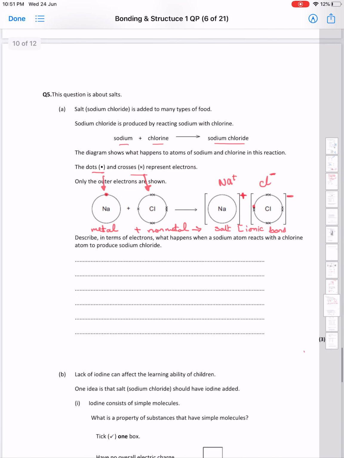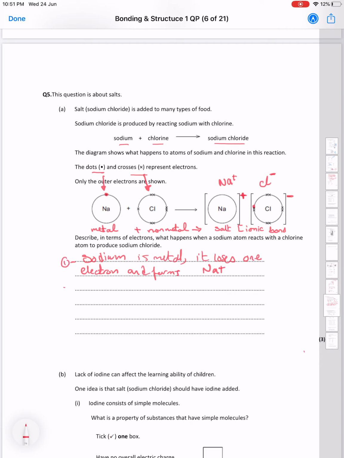So this is a 3 marks question. Make sure that in your explanation you include 3 different pieces of information. I would start by saying that sodium is a metal. It's in group 1, right? So it loses 1 electron and forms the sodium ion. That's the first piece of information I'm going to include.